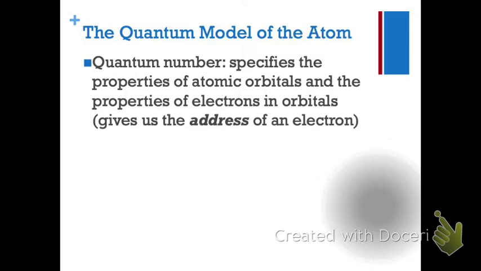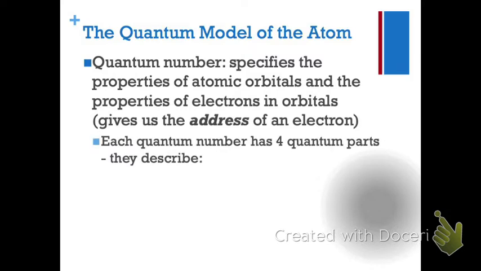So in your street address, how many different parts of the address are there? House number, street name, city, state, and zip code, right? There's 4 different parts to a street address. There are also 4 parts to a quantum number. 4 parts to the address to the electron as well. So we're going to go through what are those 4 parts and what does it look like, okay?